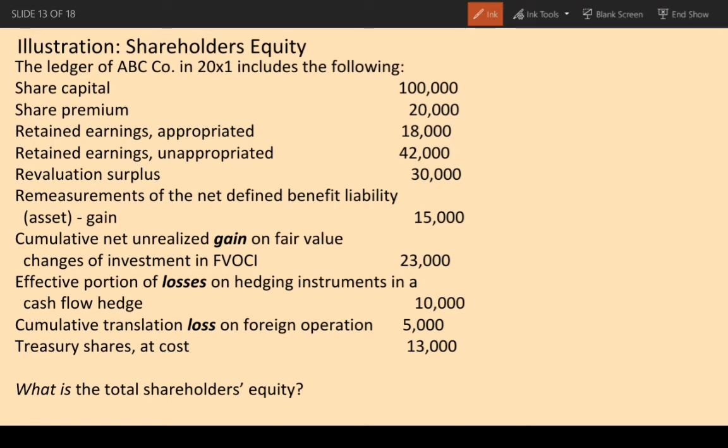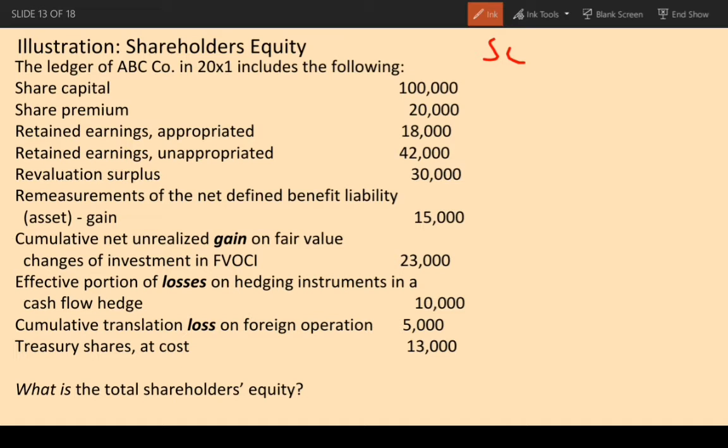Illustration, shareholders' equity. The ledger of ABC Co. in 20x1 includes the following. Share capital 100,000, share premium 20,000, retained earnings appropriated 18,000, retained earnings unappropriated 42,000, revaluation surplus 30,000, remeasurement of the net defined benefit liability or asset gain 15,000, cumulative net unrealized gain on fair value changes of investment in FVOCI 23,000, effective portion of losses on hedging instrument in a cash flow hedge 10,000. Cumulative translation loss on foreign operation 5,000, treasury shares at cost 13,000. What is the total shareholders' equity?